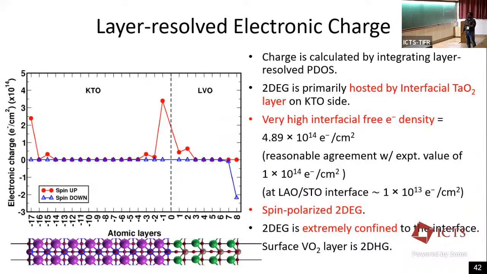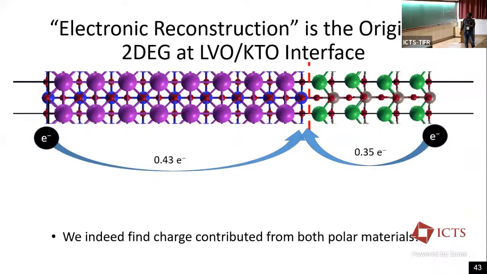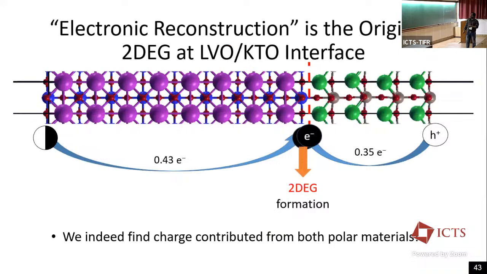And I want to mention that the electron density is of the order of 4.89 times 10 to the power 14, which is very close to the experimental observation, and we get the spin polarized 2-DEG. So this is the mechanism. You see that 0.35 electrons have been transferred, that corresponds to the creation of holes, and 0.43 electrons have been transferred from the surface, and that leads to the 2-DEG formation. And so we see that both the materials being polar, both the polar materials actually donate the electrons to the interface.